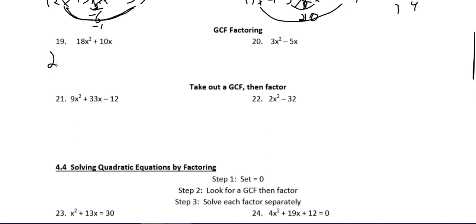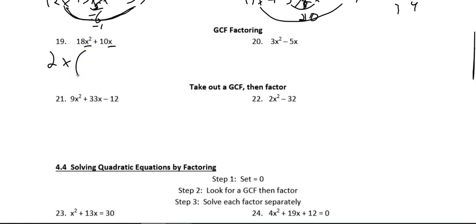So if it was 16 instead of 18, we'd want to go with, well, it wouldn't work with 10. But let's say it was 20x squared. We wouldn't want to go with 2. We wouldn't even want to go with 4. We'd want to go with 10, the biggest number that goes into both. In this case, it's 2. But notice also we have an x squared and an x. We can take an x out.